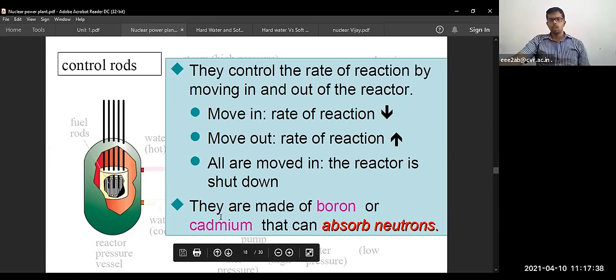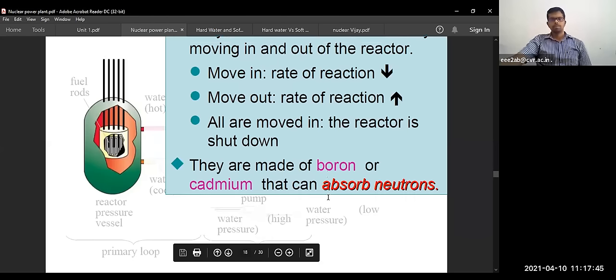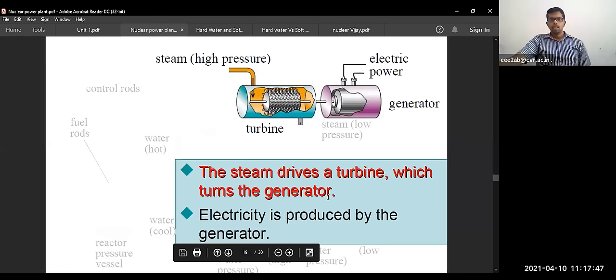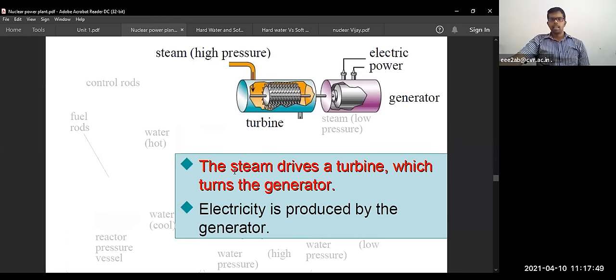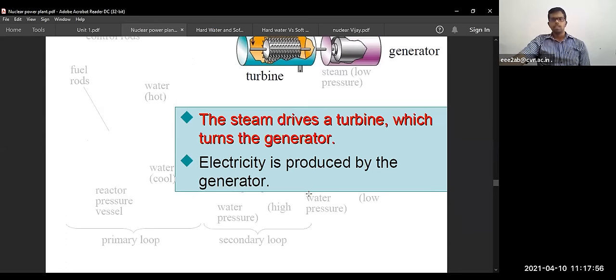These control rods are made mainly of cadmium or boron, which absorbs the neutrons. Next is the turbine. The steam drives the turbine, which turns the generator. Electricity is being produced by the generator.